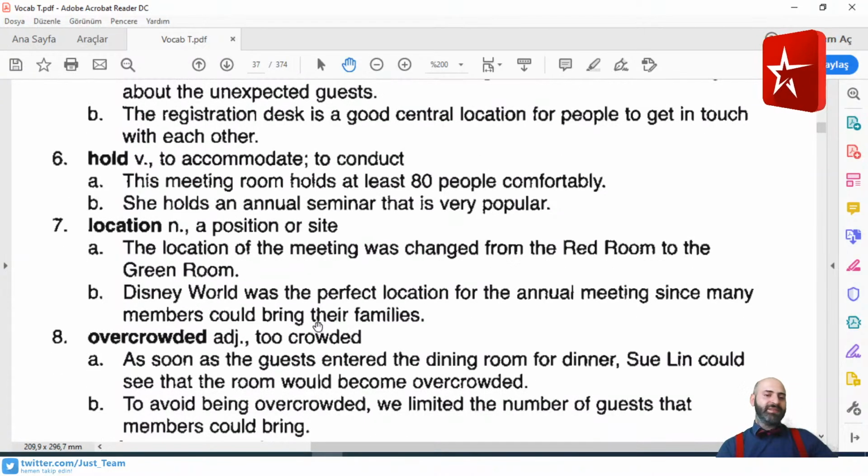Next word, we have got overcrowded. You know that we use the prefix over when we want to say something is more than normal. For example, overpriced, overpopulated, overestimate. So if you use over at the beginning of the word, it means more than normal. Okay, so in this case, overcrowded, it is of course an adjective and means too crowded.